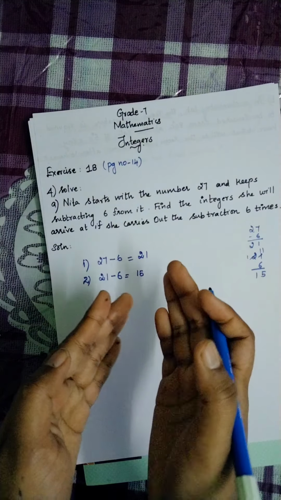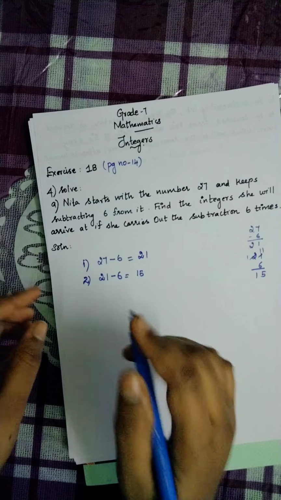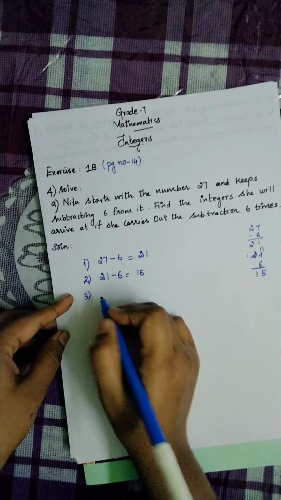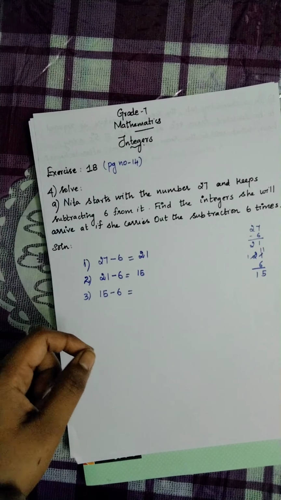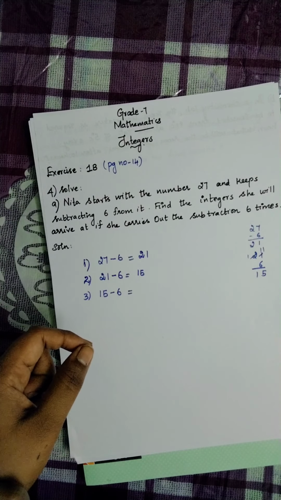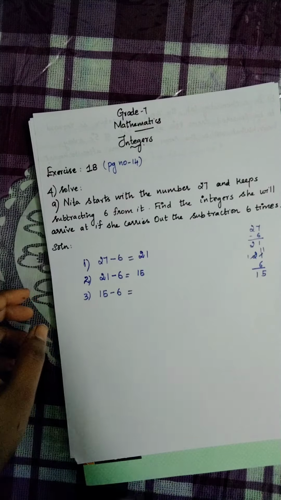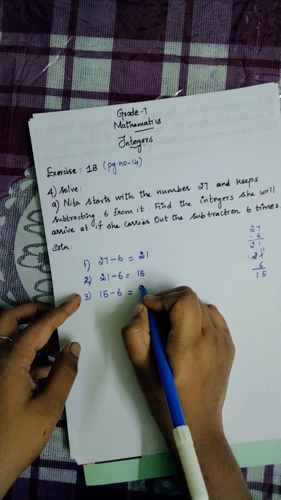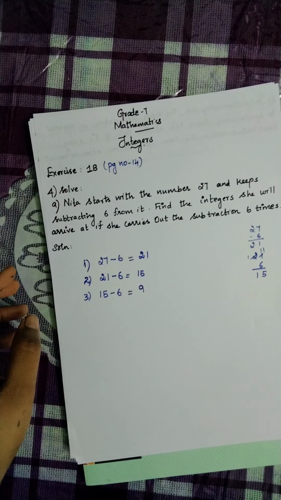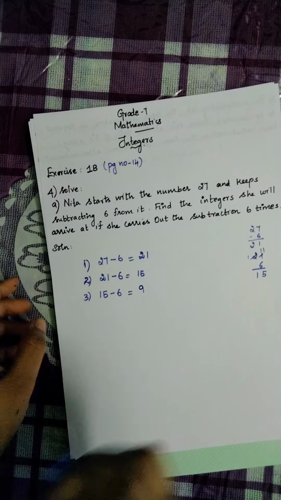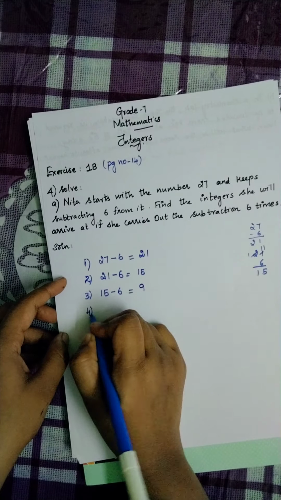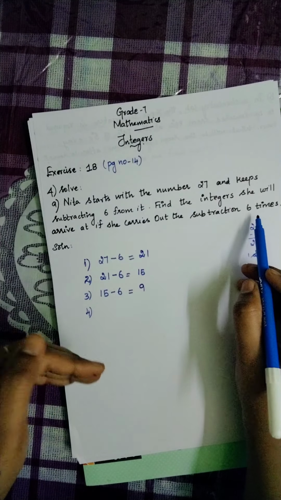From the 15 again she is subtracting 6. Third time. So 15 minus 6. What is 15 minus 6? 9. Very good. 15 minus 6 is 9. Third time I am subtracting, so our answer is 9. Again she is subtracting. What I told, totally 6 times. Up to 6 we need to find.